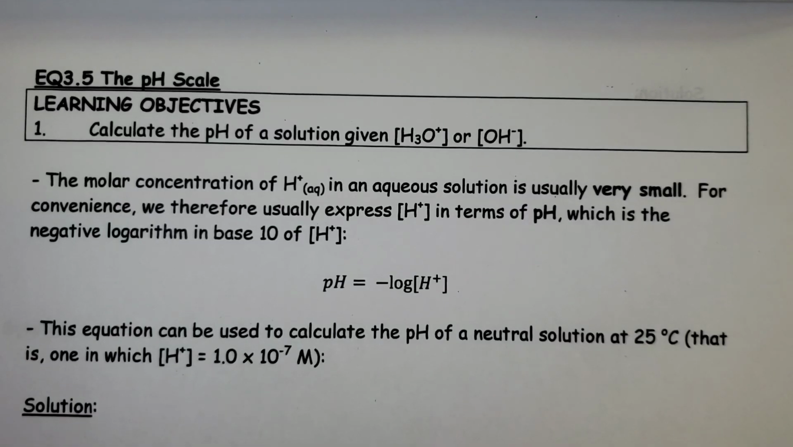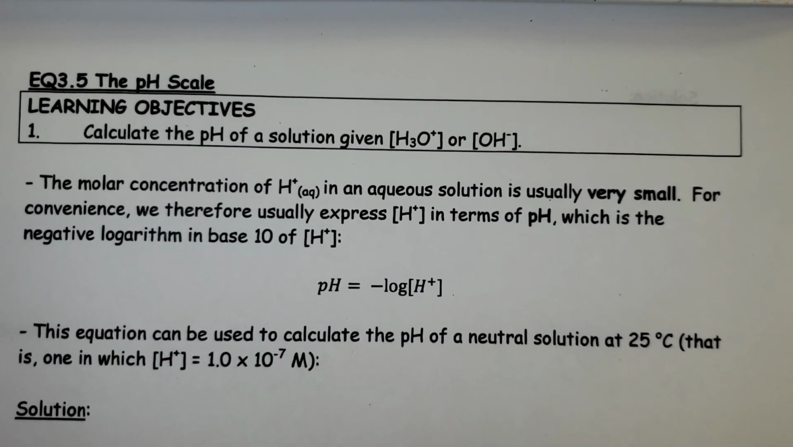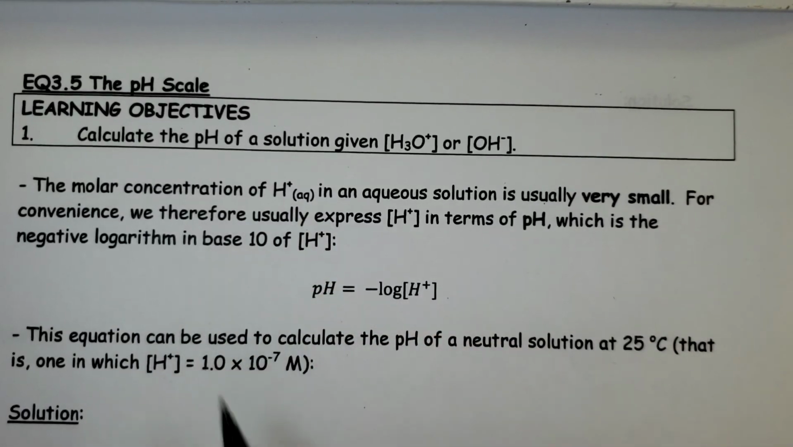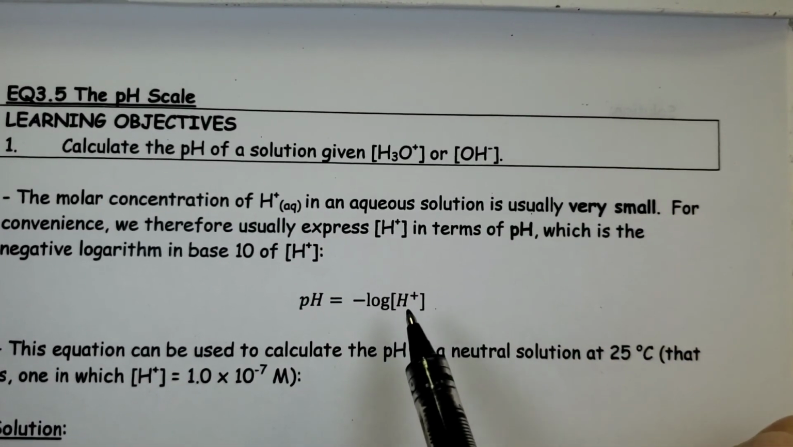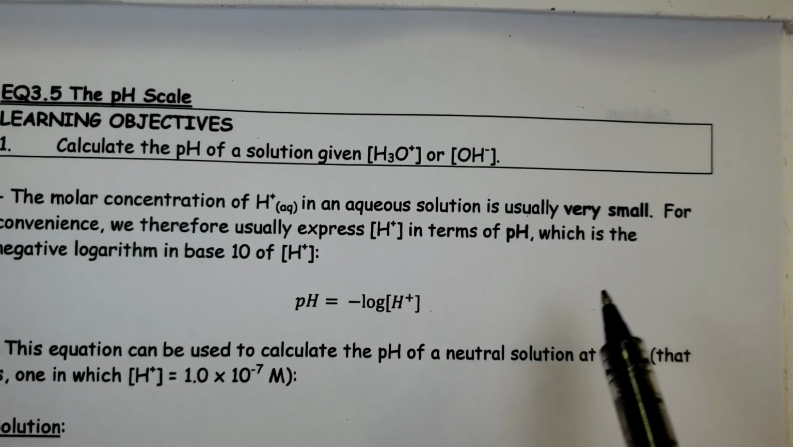Welcome back, Chemistry Theory. This is EQ 3.5, the pH scale. So we'll calculate the pH of a solution given the concentration of hydronium or hydroxide, and multiple other type questions.